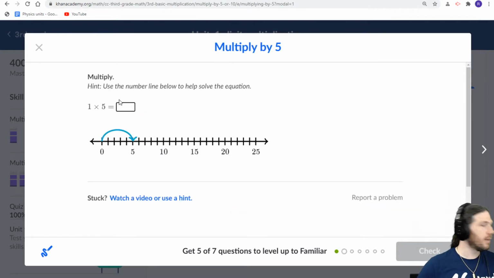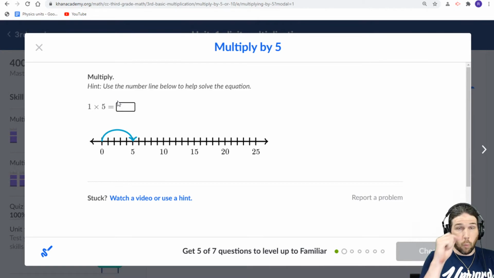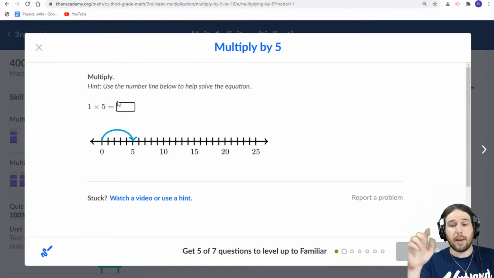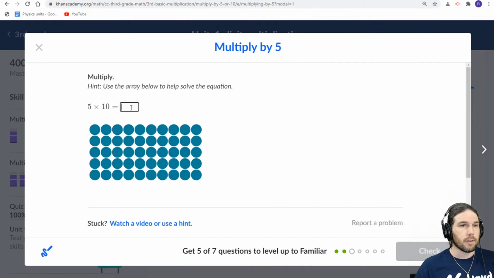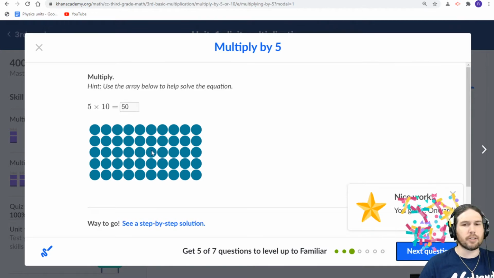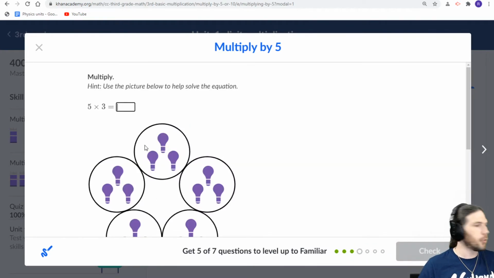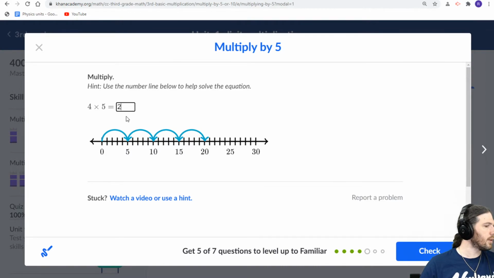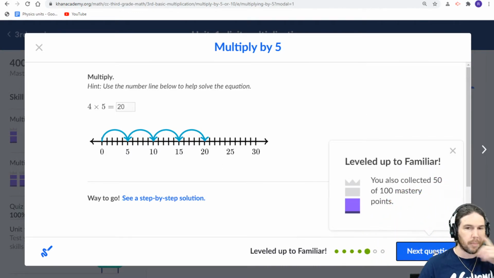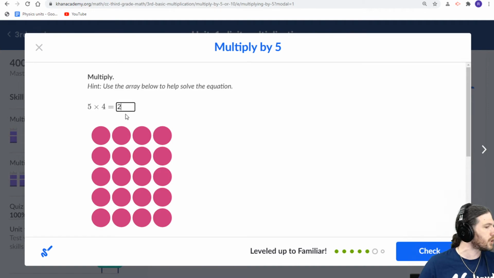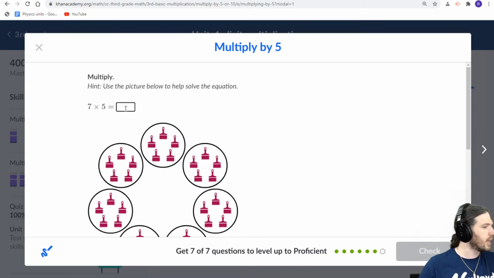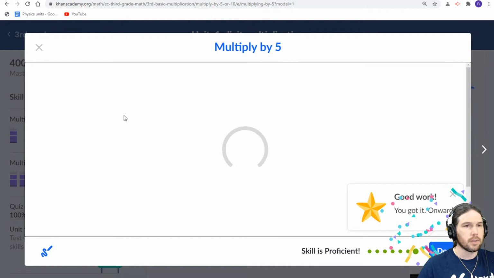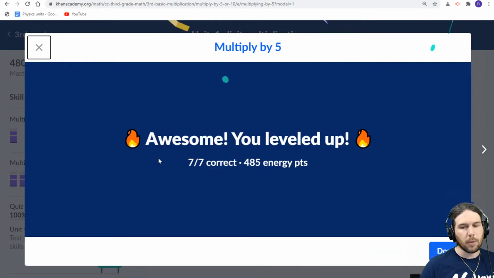1 times 5, if I jump 1 unit 5 times, or if I jump 5 units 1 time, either way, the total answer is 5. 5 times 10, just add a 0. 5 times 3 is 15. 4 times 5 is 20. Thank you very much, memorizing times tables. 5 times 4 is 20. 7 times 5 is 35. And that's multiplying by 5.